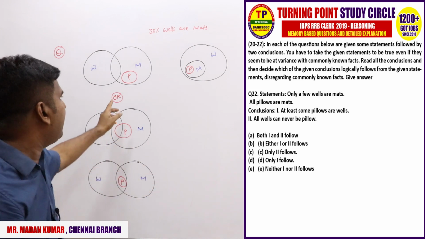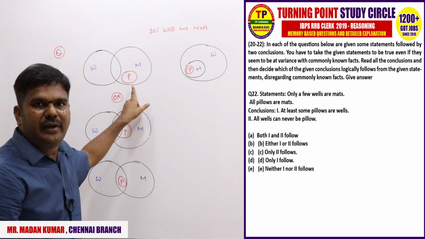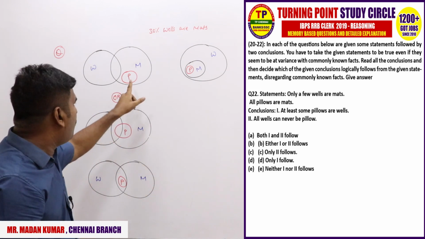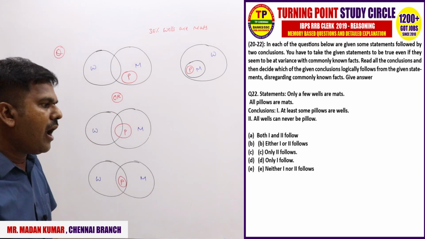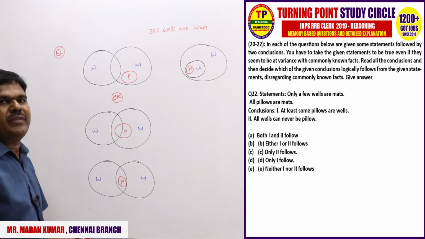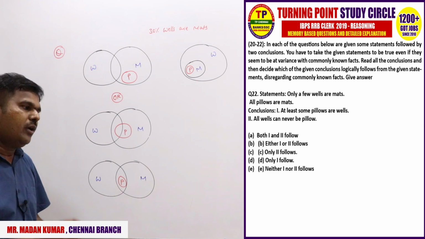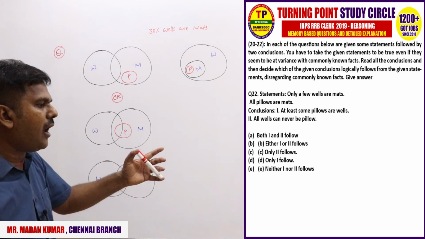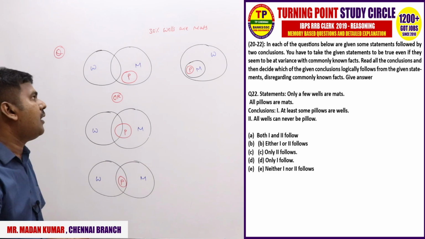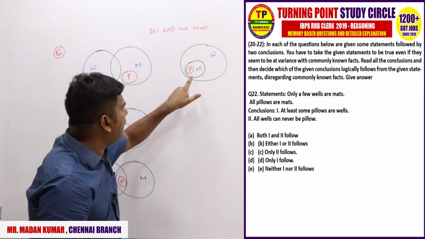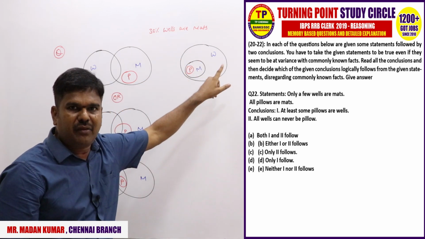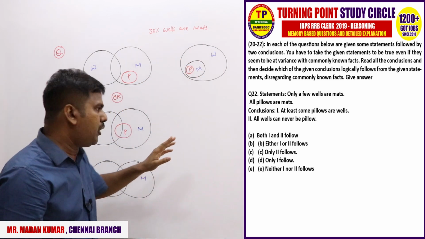The first one is eliminated, because in this Venn diagram we proved that it is wrong. What is the next one being given? All wells can never be pillow. First we can prove whether all wells can be pillows or not. All wells can be pillows is ruled out. All pillows can be wells, but not all wells can be pillows, right?